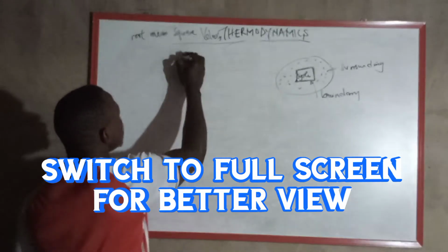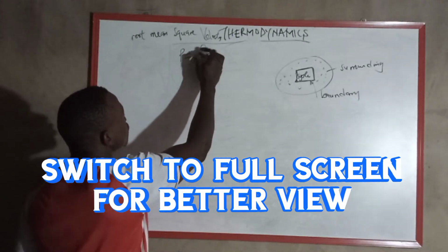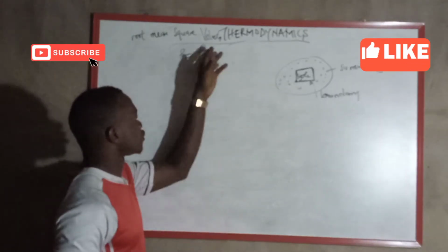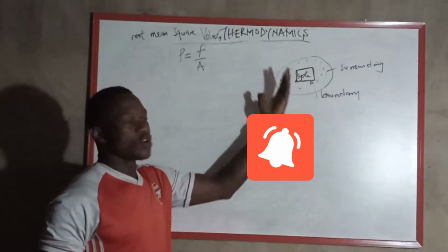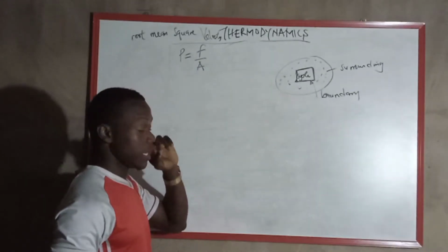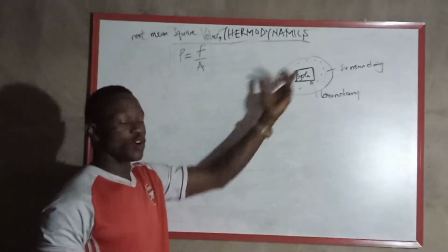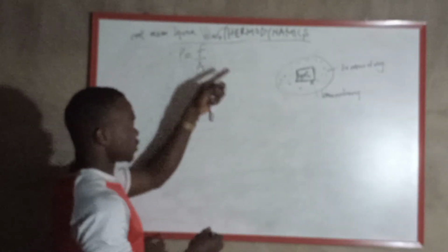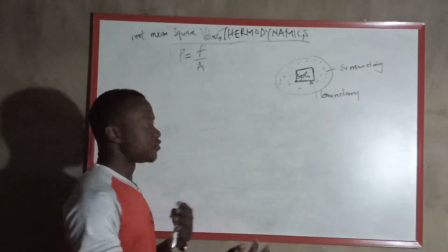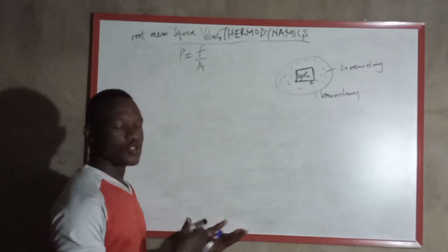Pressure. We know pressure, we said pressure is equal to what? Force over area. So we have to look for the force in relation to the molecules of the gases inside the system, as well as the area in relation to the body of the system. So the force in relation to the molecules of the system has to do with the momentum of the molecules of the system.